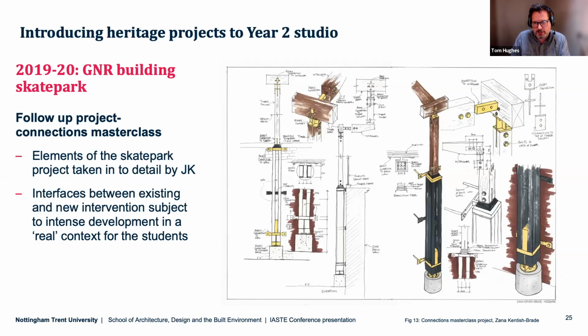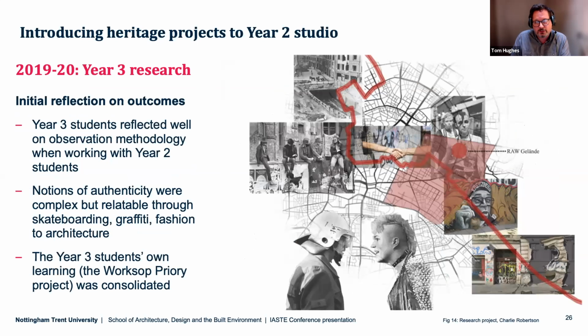This was further taken on by Jeffrey into a subsequent project, which looked in more detail about the interfaces between the new and the old. Next slide, please. So this is about the third year project. They reflected well on the observation methodology that they were using with the second year students. They took the notion of authenticity and applied it well through the urban culture, and they built on their own learning. So these were students who had done the Worksop Priory project, and then in the subsequent year returned to the theme of heritage adaptation. Next slide, please.